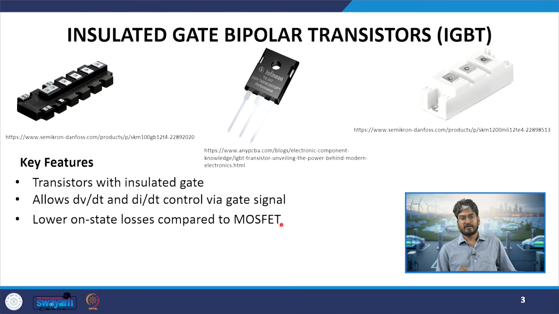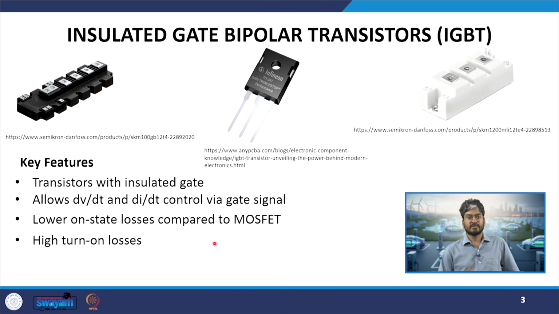It has lower on-state drop compared to the MOSFET, and it has higher turn on losses. So its switching performance is not as good as the MOSFET, but it will have lower conduction loss. So it is used in applications where we have high current through the circuit or high power circuits, and the switching frequency is not that high. There we will be going for IGBTs. Low gate power requirement, as it is insulated, so it will not require much power to turn on the circuit.